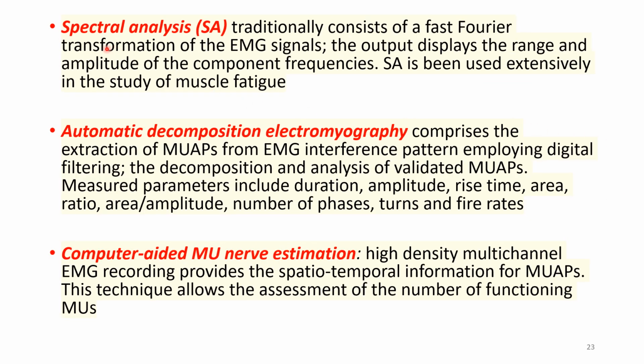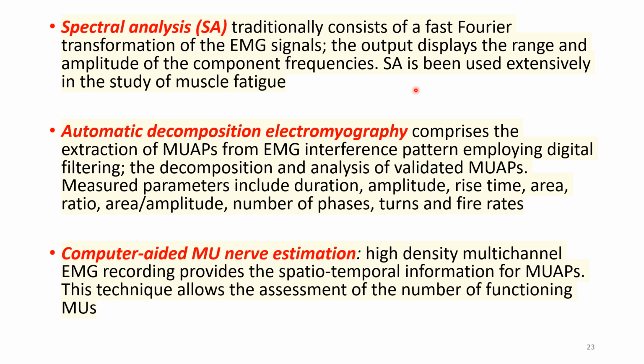Now coming to the spectral analysis. What is this spectral analysis? It traditionally consists of fast Fourier transformation of the EMG signals. The output displays the range and amplitude of the component frequencies. Spectral analysis is used extensively in the study of muscle fatigue. So the spectral analysis is especially used in the study of the fatigue of the muscle.